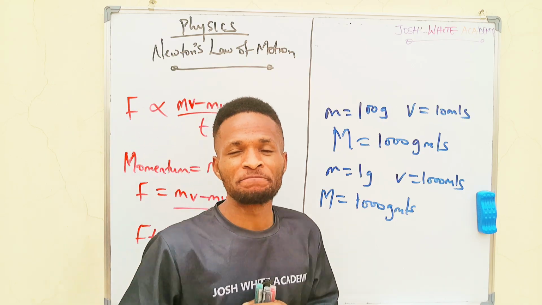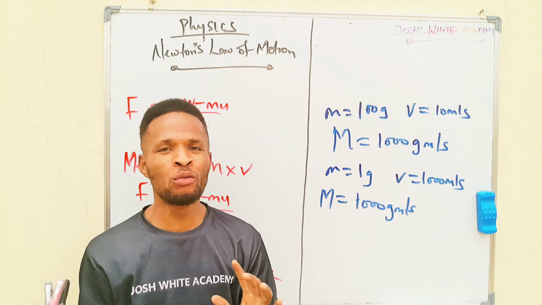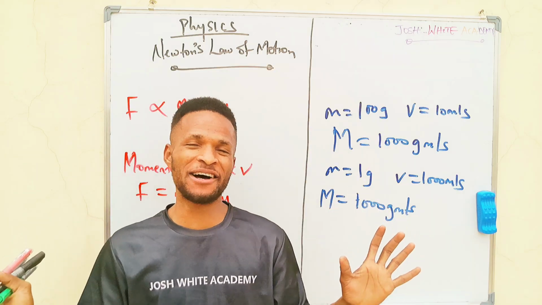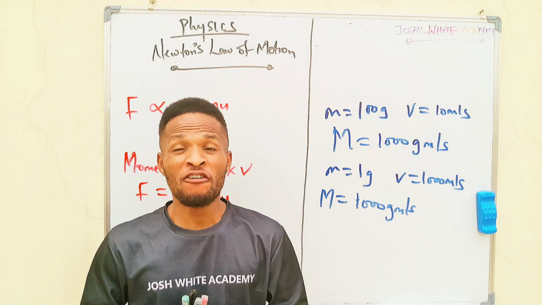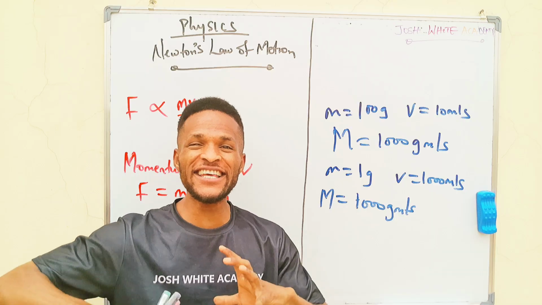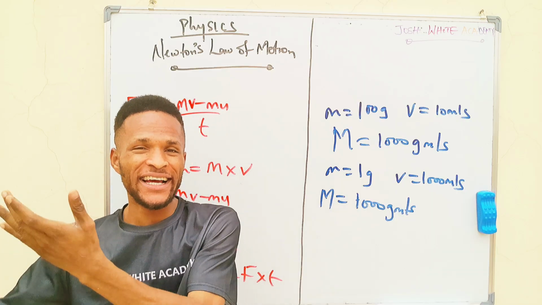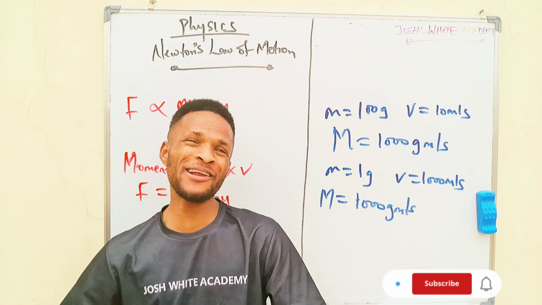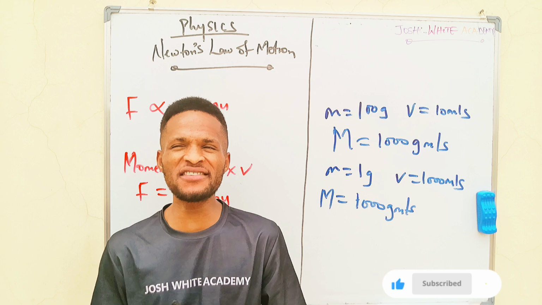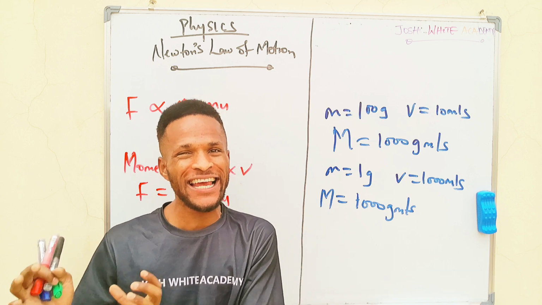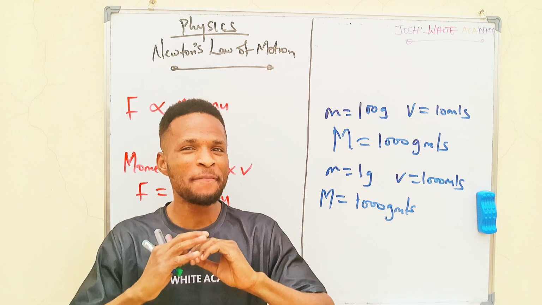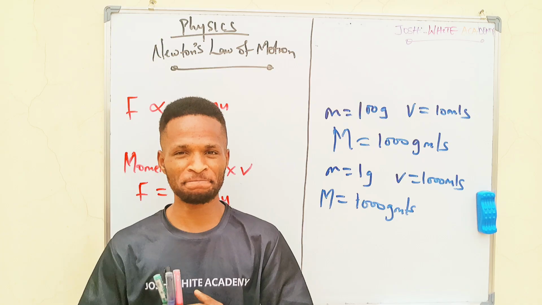Now, and lastly, Newton's third law of motion, the easiest among all. It states that for every action, there is an equal and opposite reaction. In another word, it means that action and reaction are equal and opposite.